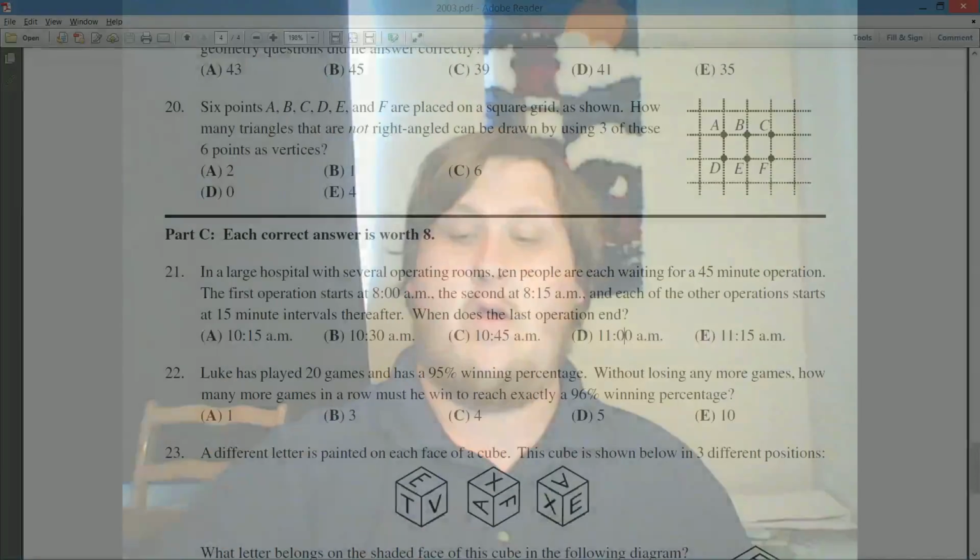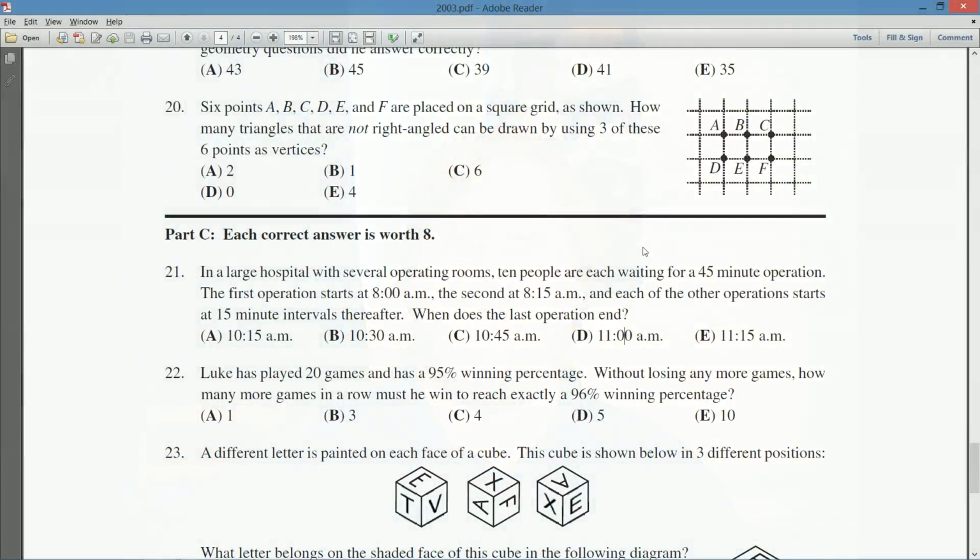Okay? So question number 21. In a large hospital with several operating rooms, 10 people are waiting for a 45-minute operation. The first operation starts at 8 a.m., the second operation at 8:15 a.m., and each of the other operations starts at 15-minute intervals thereafter. When does the last operation end?